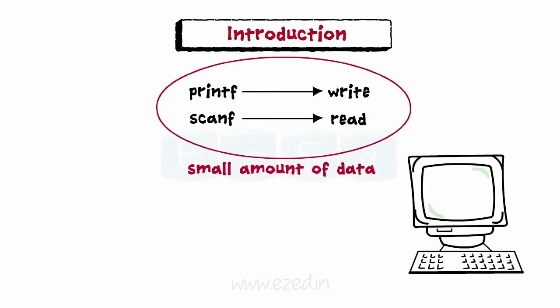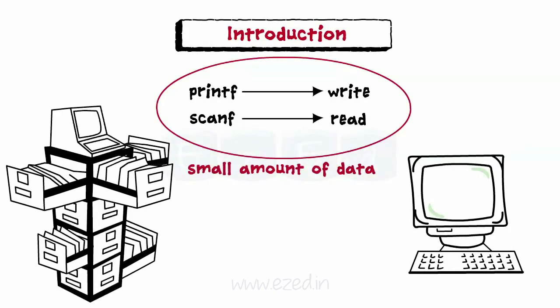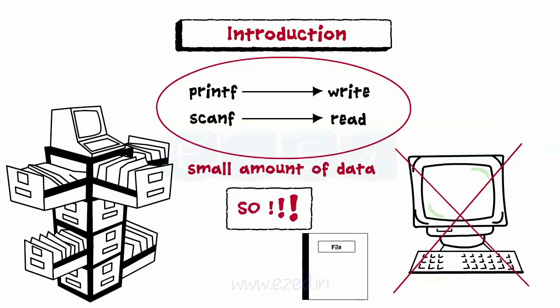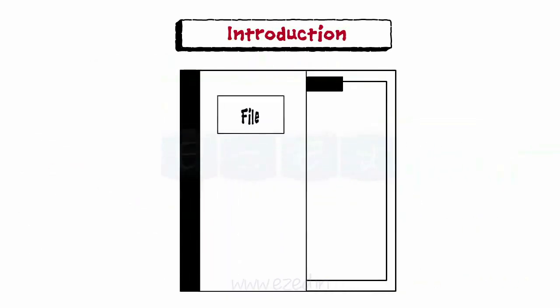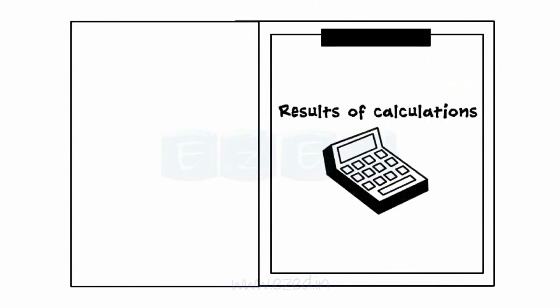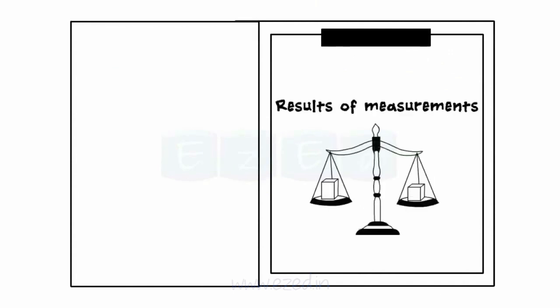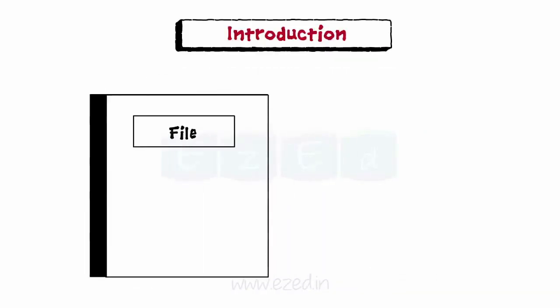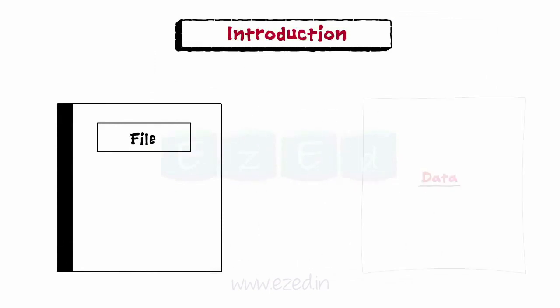through the terminal. But often we need to handle large data which cannot be read through the terminal, and so we need to use files for handling large data. Sometimes those files contain information about something we are writing in a word processor, for example, or at times those files contain other information like results of calculations, and sometimes those files contain results of measurements we took in a laboratory or out in the field. Therefore, files are required for permanent storage of data and processing of data.